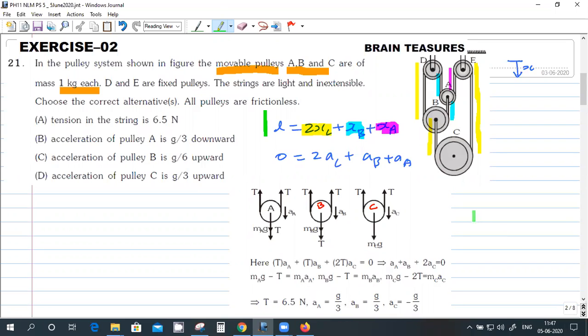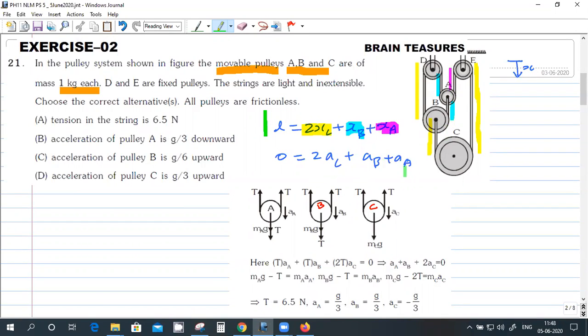Sir, B. AB. Okay, upward or downward? Okay. Downward. Yeah, upward. I'll tell the method. The constraint equation is clear, no? L equal to 2xc. Yes, sir. Okay. The yellow length is 2xc and the blue length is xc. And this purple one is xc.